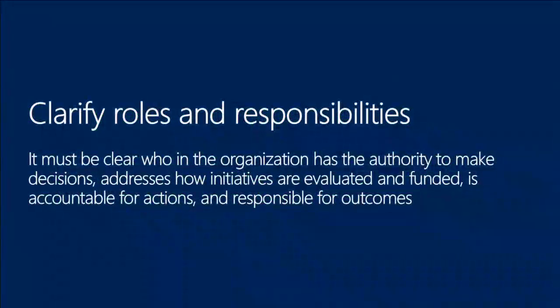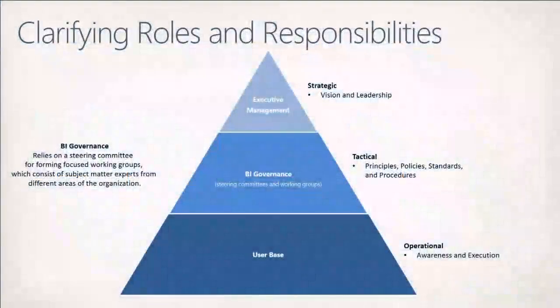So, clarify roles and responsibilities. It must be clear in the organisation who has the authority to make decisions, how initiatives are evaluated and funded, and who is accountable and responsible. So when we look at the diagram here, starting from the top down, it's absolutely crucial that this is defined, managed and enforced from the top down. If you don't have that from executive management, it's not going to trickle down adequately.